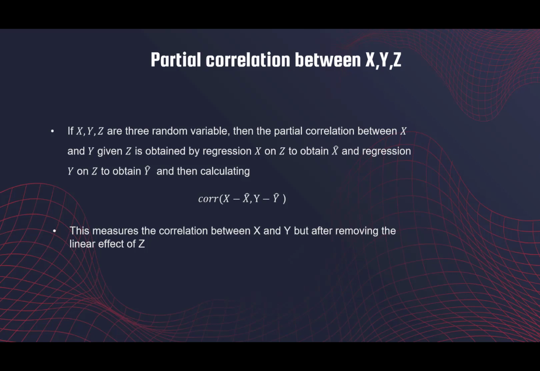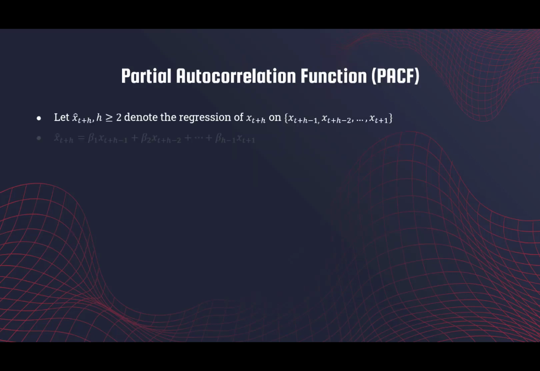So we will be using this idea to define the partial autocorrelation function. So we have this predicted value of x_{t+h}, and this is based on all of these points. It is very, very important that you are familiar with this definition of x hat_{t+h}. So regression of x hat_{t+h} on all of these variables, we know how that looks, right?